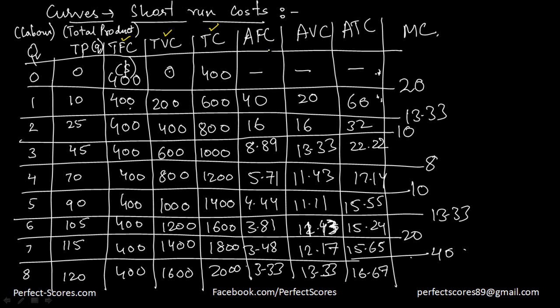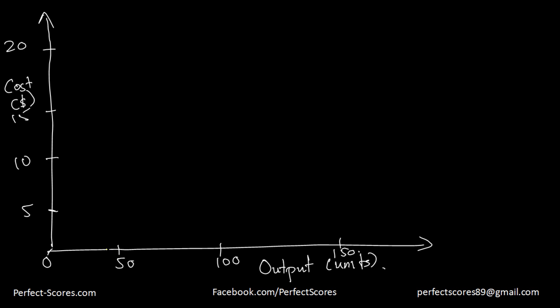So let's talk about the average fixed cost. Now what happens to the average fixed cost? It starts at 40, then goes to 16, then 8, then 5, then 4, then 3, then 3, then 3. So it's actually going down all the time, from 40 all the way to 3.33. So it actually decreases. So we're going to start from 40, from here, right? And we are going to go down something like this. So this is nothing but our average fixed cost.